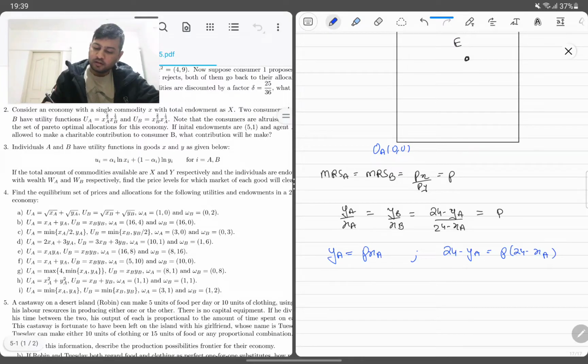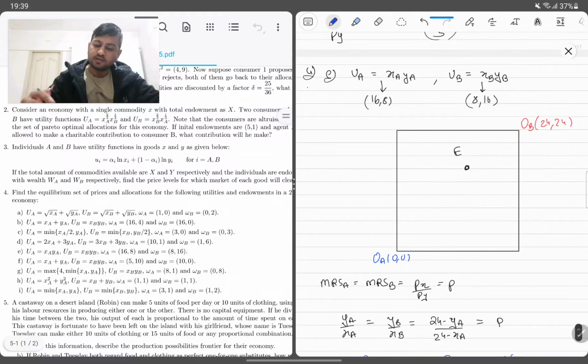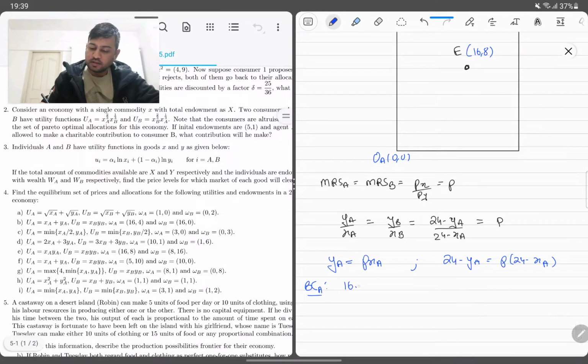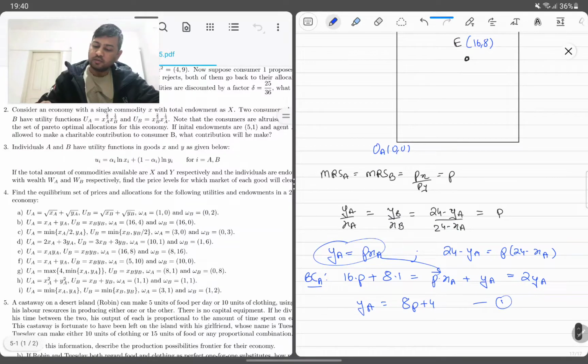Now let's write down budget constraint of person A. Person A's endowment is this point 16,8. So his wealth is 16P plus 8 into 1. This is equal to P into Xa plus Ya. So if I substitute this thing here, I get this is equal to twice Ya. So basically Ya is equal to 8P plus 4. Call this equation number 1.